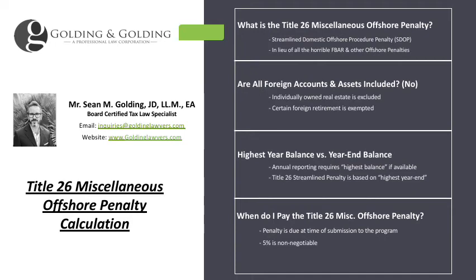The most important tip in preparing the calculation is to be sure that the asset or account you have is included in the penalty. For example, you may have a Canadian RRSP or an RRIF. These are generally excluded. They're exceptions to the penalty. So that wouldn't be included. It'll be on your FBAR and your 8938, but it wouldn't be included as part of the penalty computation for the Title 26 penalty. Likewise, there are certain assets that are exempted.